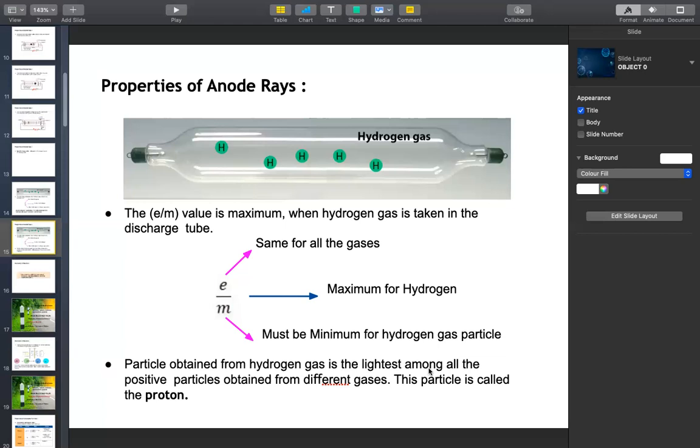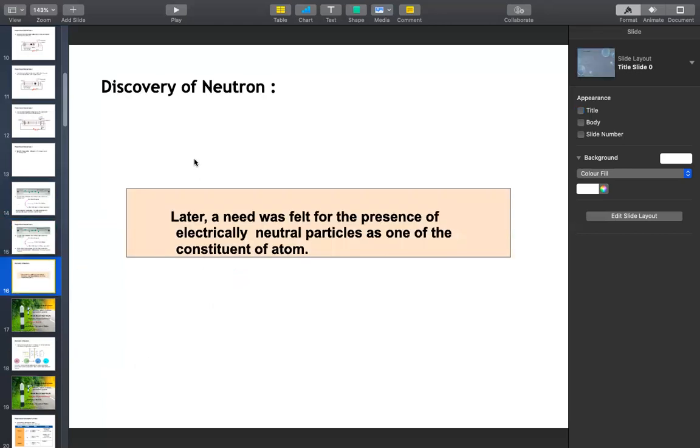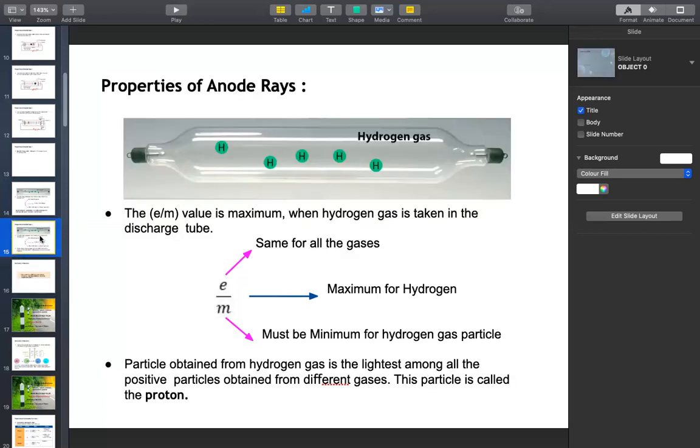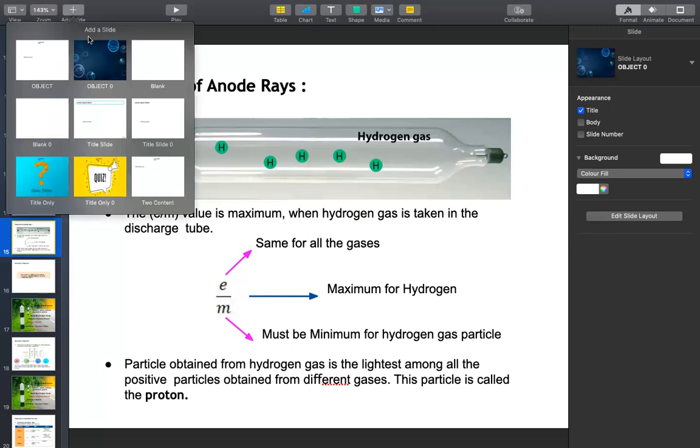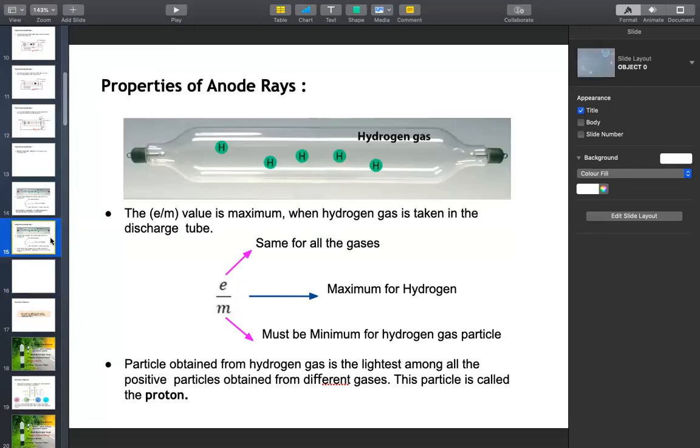Okay, now write one more line. Done? So hydrogen will have no neutron. That's why it's considered to be the proton, right? Yes, hydrogen has no neutron. That is why it's considered like a proton. Understood? Yes or no?